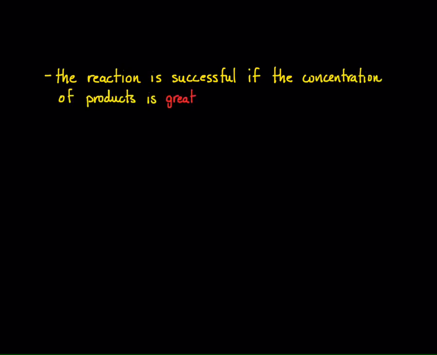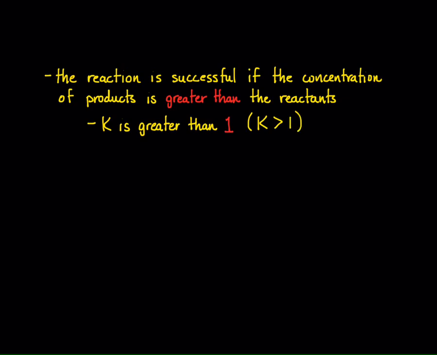Now, we say that a reaction is successful if the concentration of the products is greater than the concentration of the reactants. So in that process, if the concentration of products is greater than the concentration of reactants, then K must be greater than 1. And the higher K is, the more successful the reaction becomes. We often will say this: K is greater than 1. I know some students struggle with the greater than and less than symbols. I remember this by the alligator, right? The alligator's eating the bigger amount. So here K is bigger than 1. It's greater than 1.